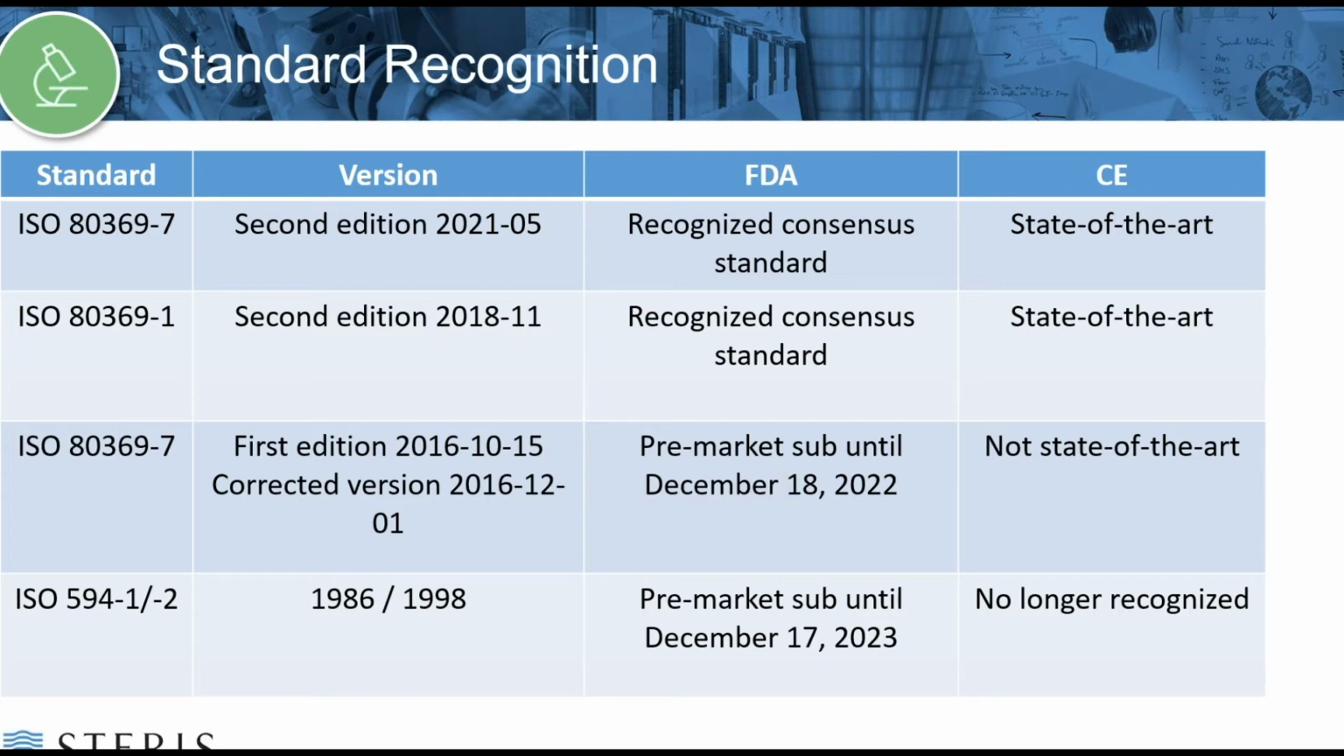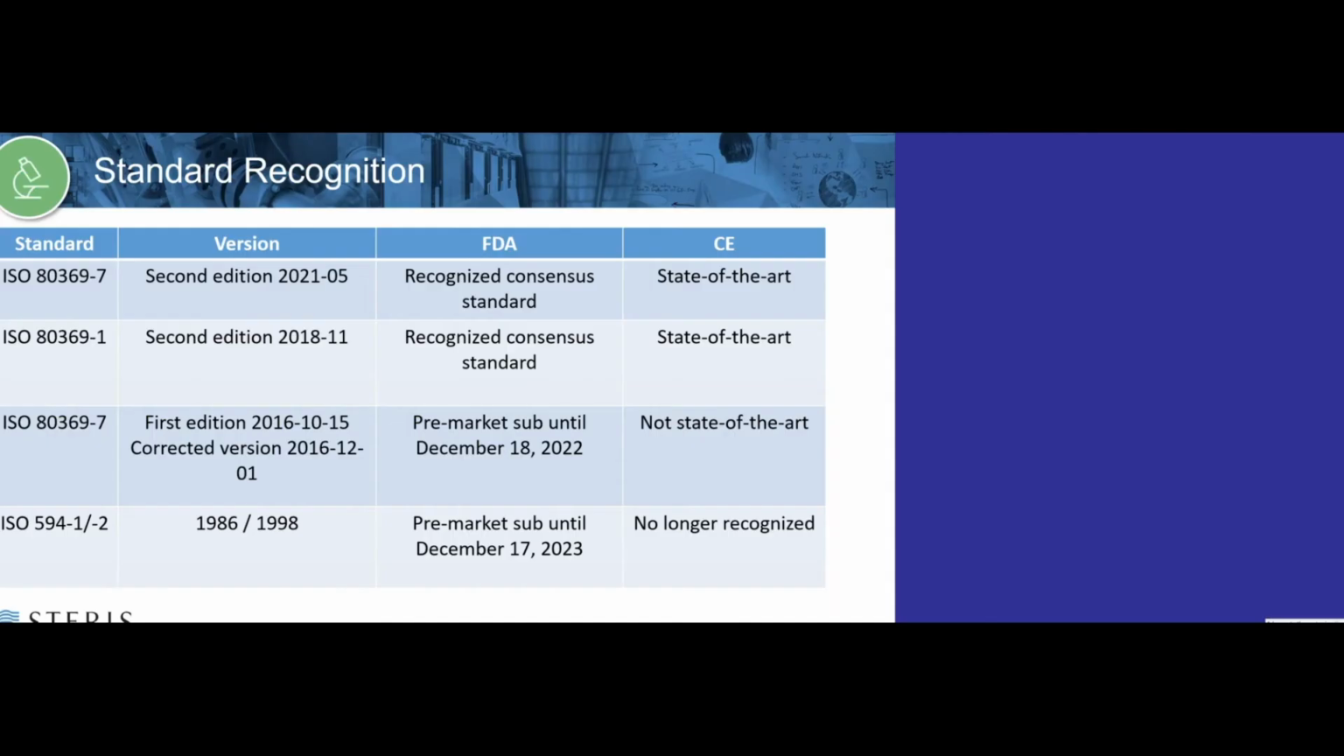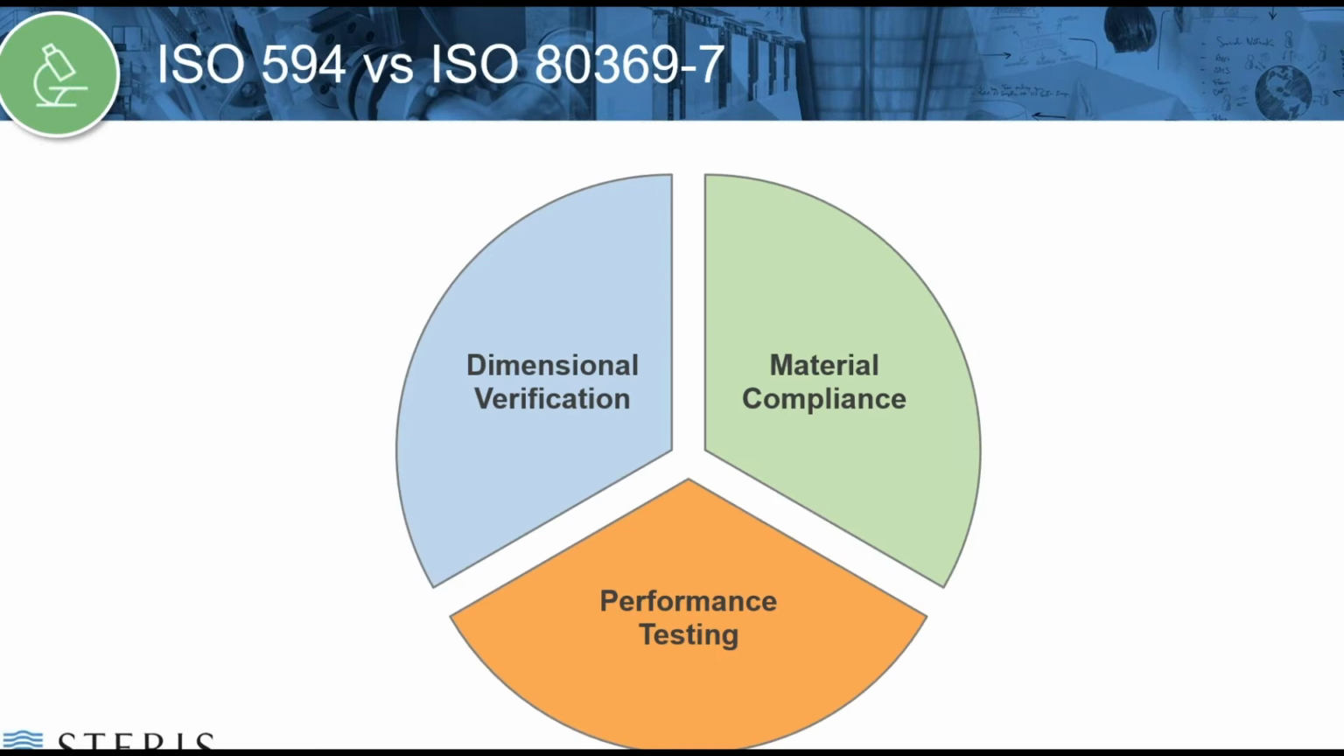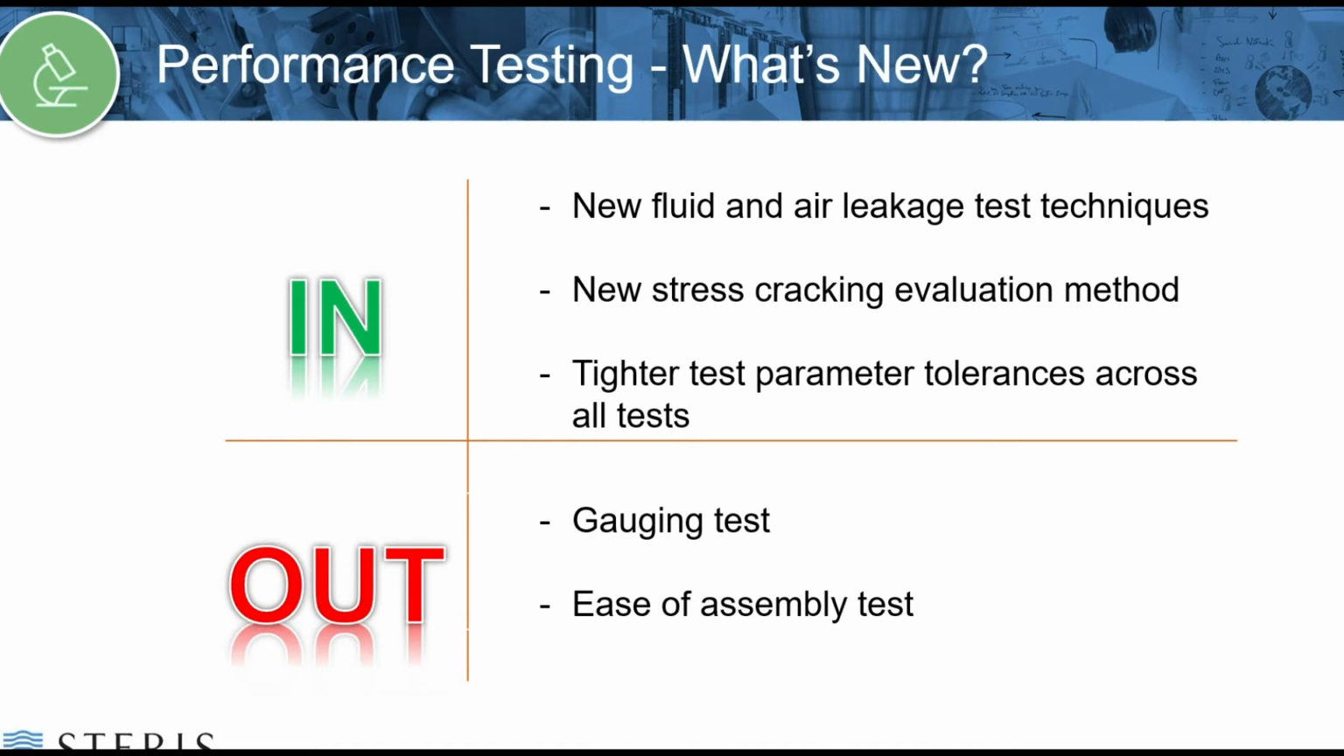With the release of Edition 2 of Part 7, the FDA treat this standard as the recognized consensus standard for submission. That said, if you're working towards Edition 1, it will be accepted up until 2022. It should also be noted that ISO 594, which is the legacy standard from the 80s and 90s, will also be accepted all the way up to 2023, which changes things slightly in relation to the qualification of your Luer connector, and I'll speak about the differences in a little while. If CE mark is being sought in Europe, the latest version of 80369 Part 7 and Part 1 are considered state-of-the-art. ISO 594 is no longer recognized.